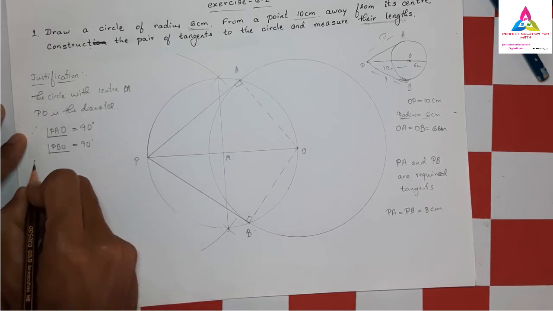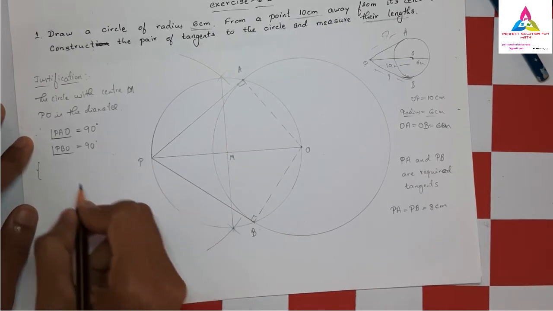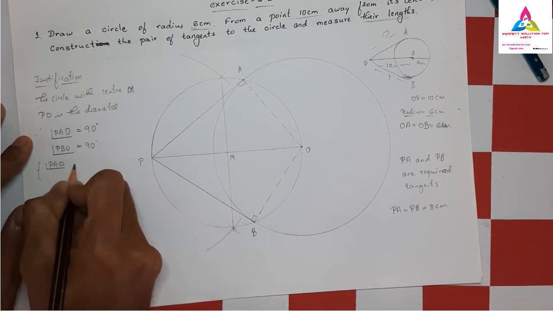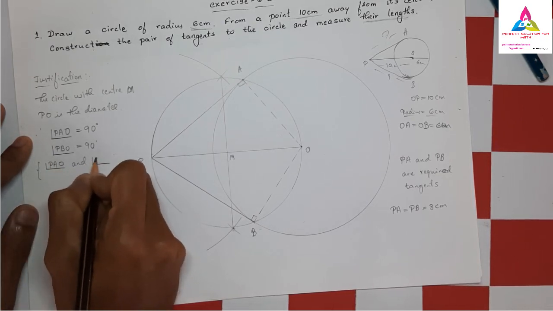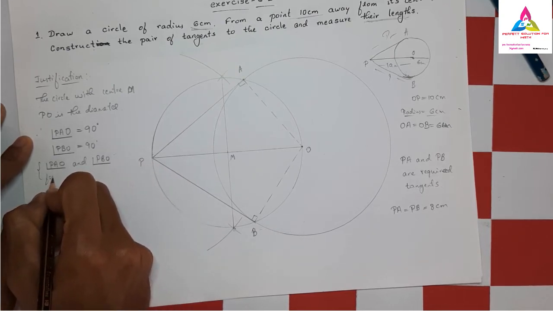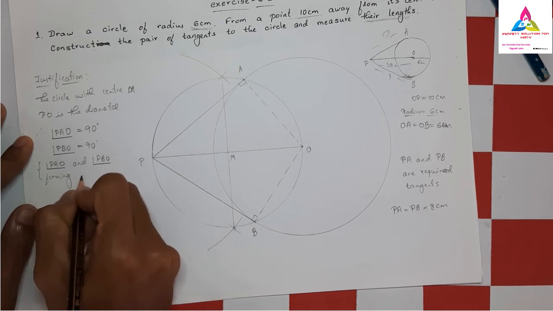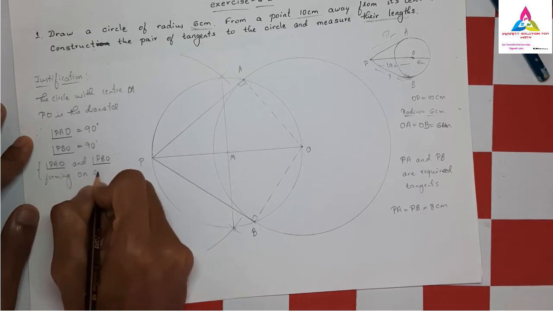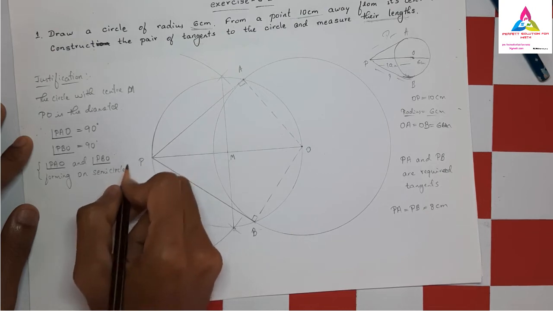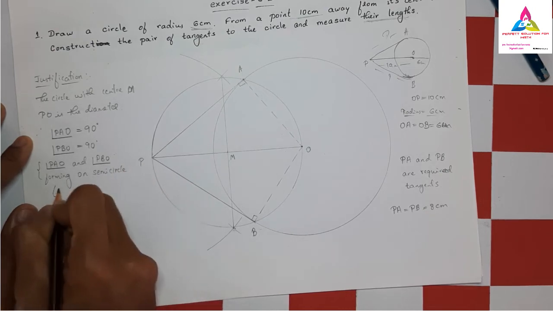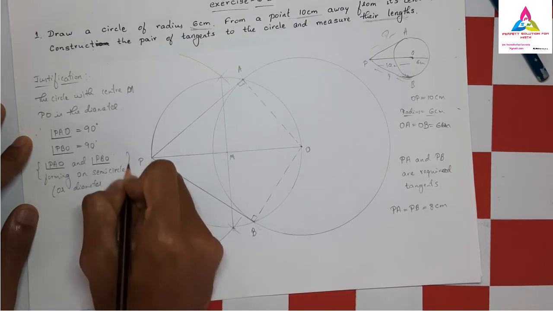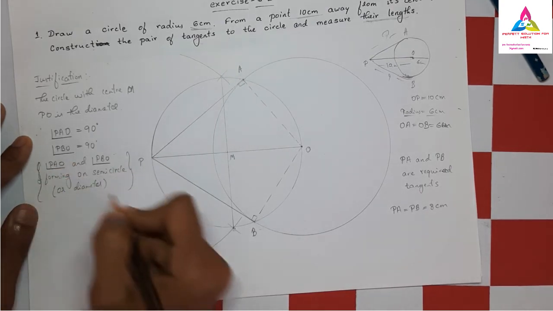You can write down the reason below, that is angle PAO and angle PBO forming on semicircle, or you can write down in bracket or diameter. This is our answer. This is the justification finished.